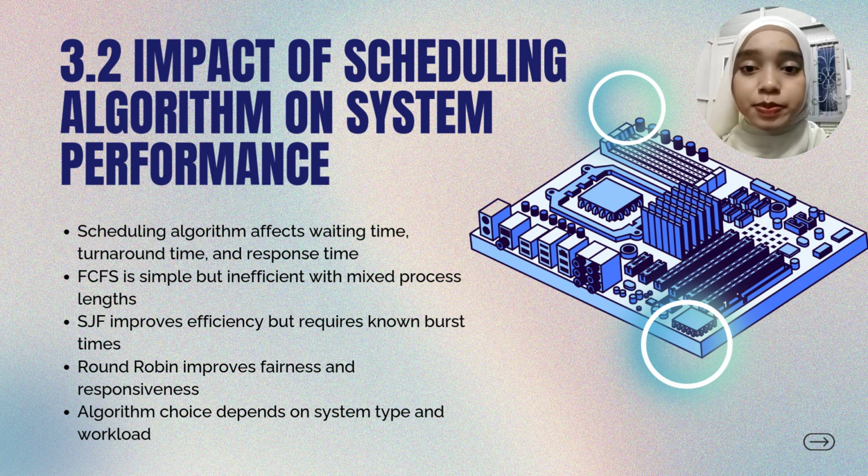This slide will explain the impact of scheduling algorithms on system performance. Scheduling algorithms affect waiting time, turnaround time, and response time. First come first serve is simple but not efficient when process lengths are mixed. Shortest job first improves efficiency but needs to know the burst time. Round robin improves fairness and responsiveness. So, the choice of algorithm depends on system type and workload.